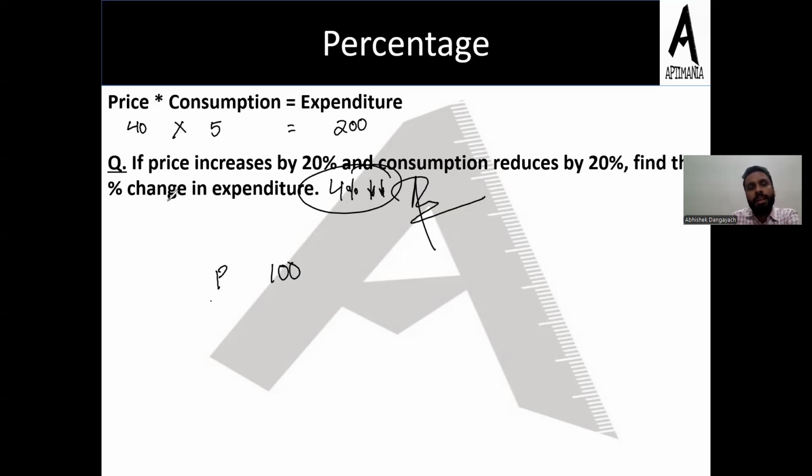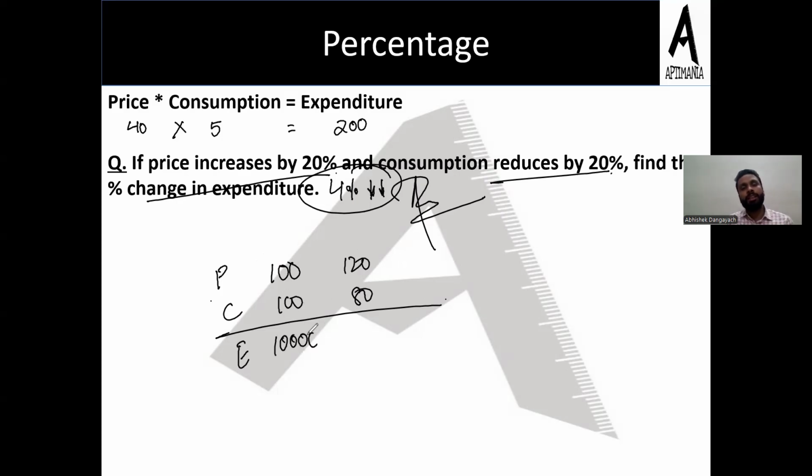Price initially was 100, increases by 20%. 120 हो गया. Consumption initially was 100, decreases by 20%. 80 रह गया. यहां तक कोई दिक्कत? Expenditure is the product of price and consumption, so it will be 10,000 in this case. 12 8 96, so it will be 9600 in this case.